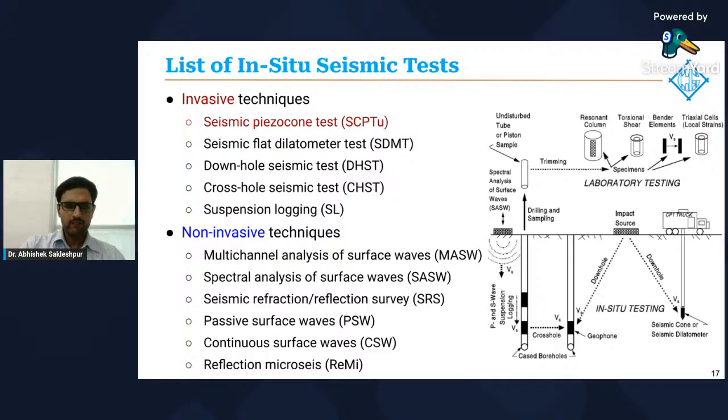On the other hand, non-invasive techniques do not involve pushing anything into the ground. So here we have tests like MASW or SASW, seismic reflection surveys, passive seismic surface waves, continuous surface waves, and reflection microtremor. So there are a whole bunch of seismic tests that are available for us, but today we'll focus on the seismic cone test.